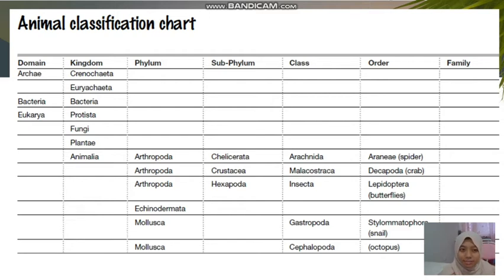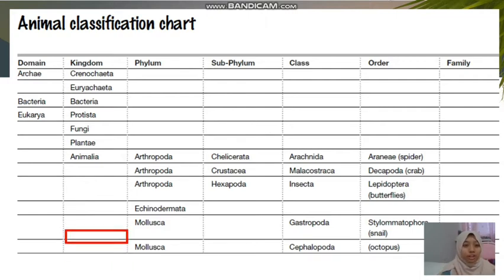Okay, so this is the animal classification chart. I hope you are familiar with this and you remember how to read the chart. Basically, classification is when a scientist groups animals from a big group to a smaller group. So this is the big group and the last one is the smallest one. Our target today is to find where the animals without a backbone are.